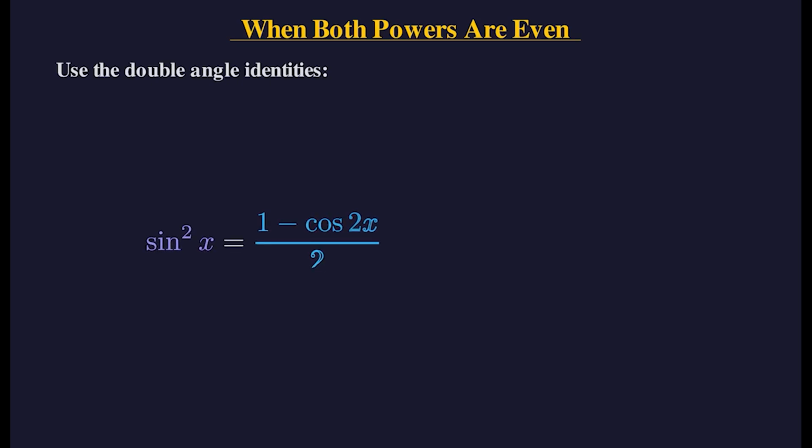Okay, so when both powers are even, guys, our previous identity obviously isn't going to work here. So what do we do instead? Well, luckily we have an answer. Those are the double angle identities. That's going to help us reduce the powers. And when we do that, we can say that sine squared x is going to equal 1 minus cos 2x over 2, and cos squared x is going to equal 1 plus cos 2x over 2.